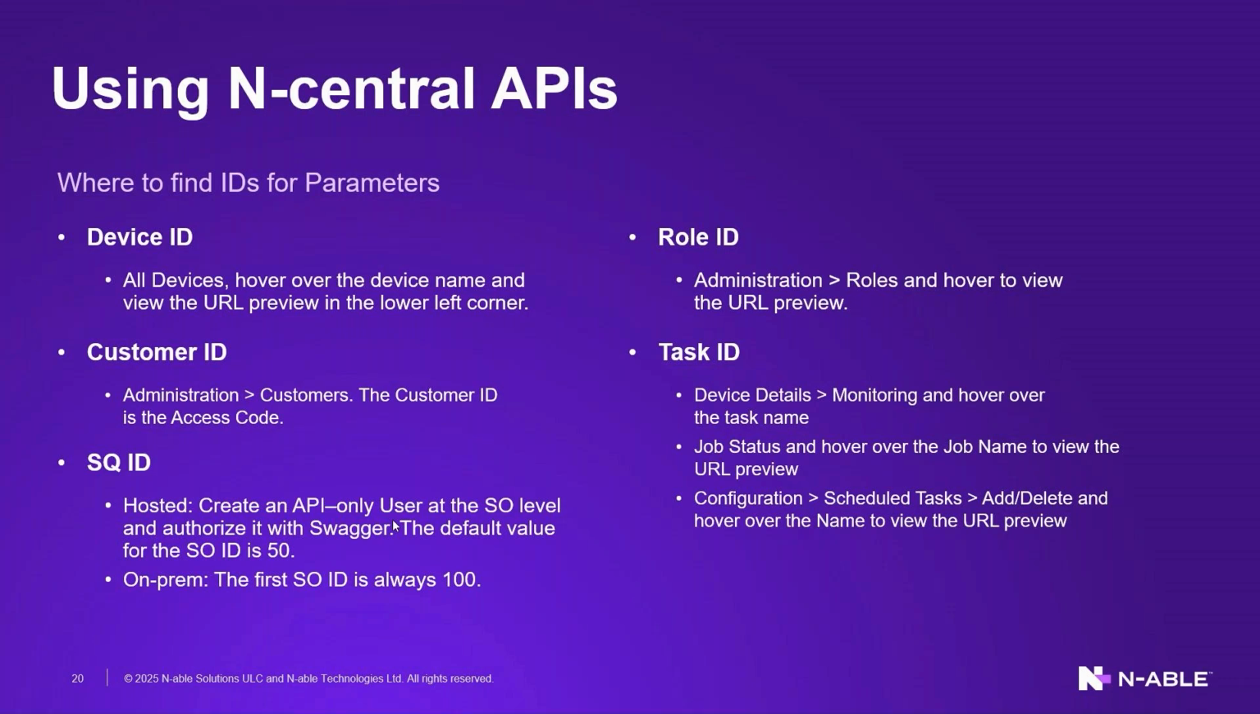A role ID, again, if you're in administration, click on roles. You can hover over the URL to preview that. And in terms of task IDs, there's a few different ways you can see task IDs. If you go to device details and monitoring, you can hover over a task name there and see the task ID. If you go to job status and hover over the job name, a URL will pop up like we saw previously with the devices, and you'll see the task ID there. Or if you go to scheduled configuration, scheduled tasks, and add and delete and hover over the name, you'll be able to view the URL preview in there to get the task IDs as well.